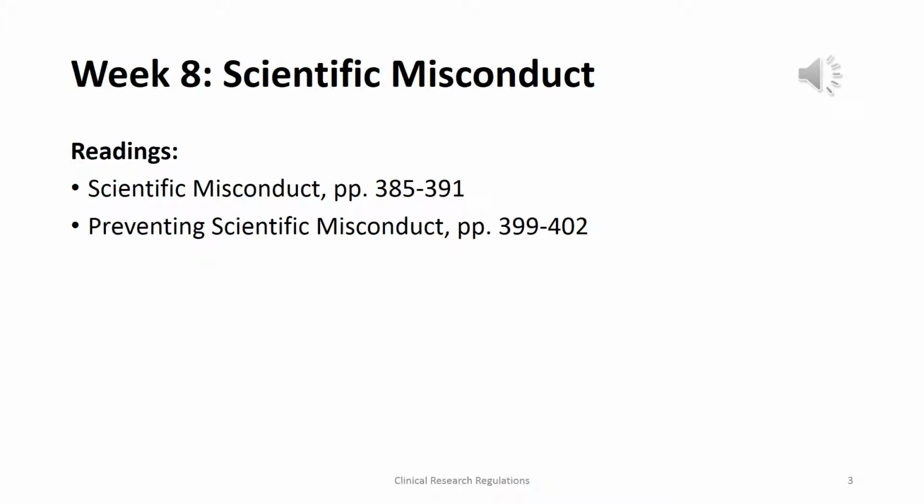Your readings for the week include the article Scientific Misconduct, which is on page 385 in your textbook. It's going to go into some detail about what scientific misconduct is, how it's defined, why it's so critical that we understand it and be aware of it. Also, you're going to be reading the article Preventing Scientific Misconduct that's on page 399. There are going to be some efforts discussed in there about how you can prevent scientific misconduct and what you can do if you suspect it.